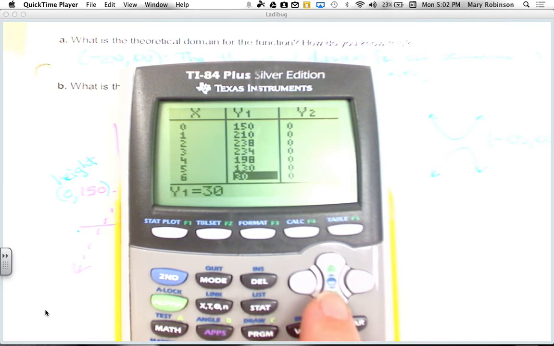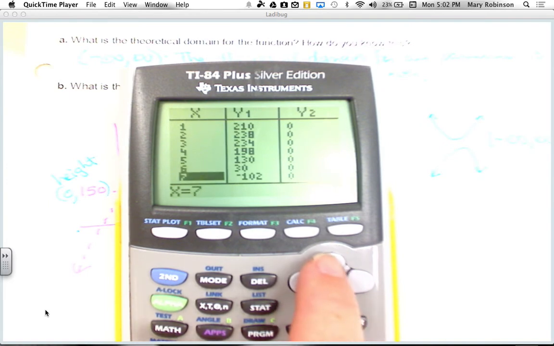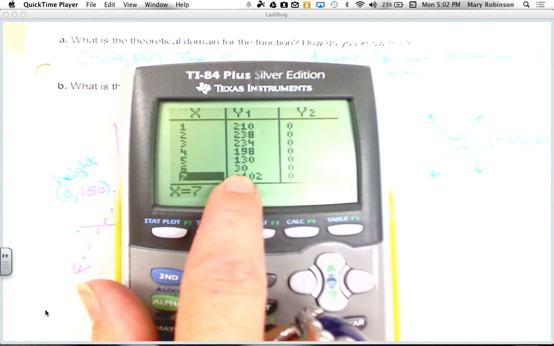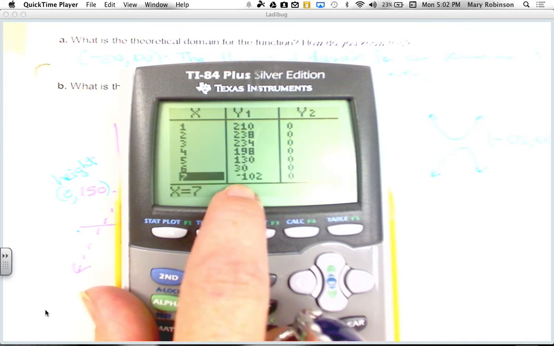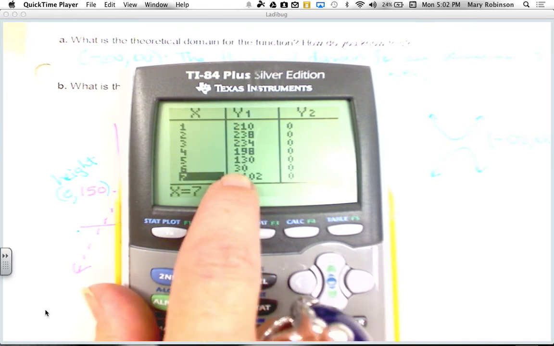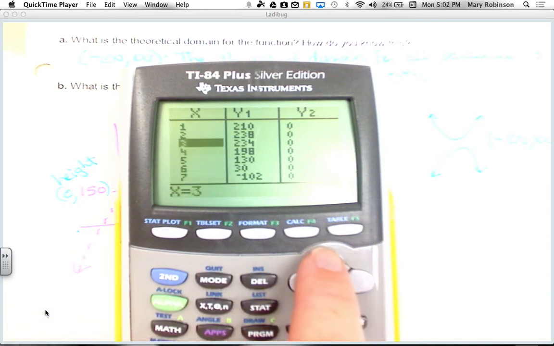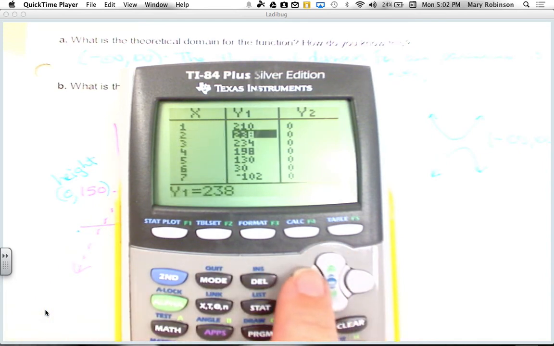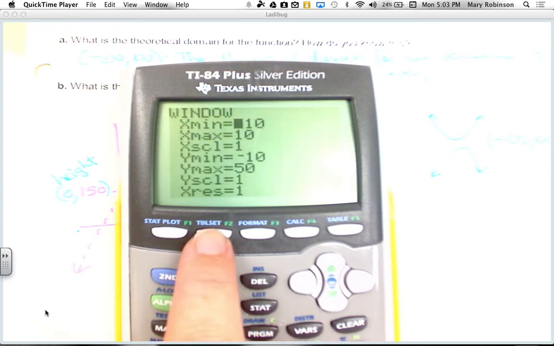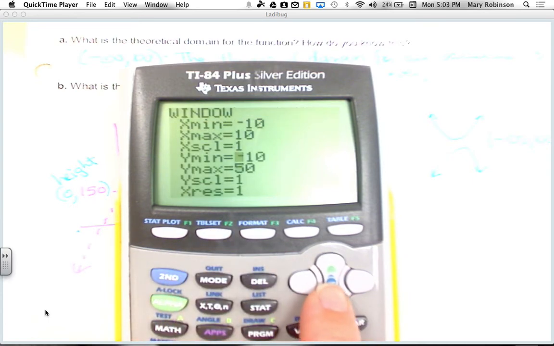One thing I want you to keep in mind is, again here, it wouldn't even make sense to have the graphs past 7 seconds because we can see the height goes from 30 feet above the ground to negative 102 feet below ground. So we know that it's hitting the ground between 6 and 7 seconds. But because I can see that maximum height based on my table is 238, I'm going to hit window and adjust my Y max to a number higher than 238. So I'm going to adjust it to about 250. So leave some room in there.